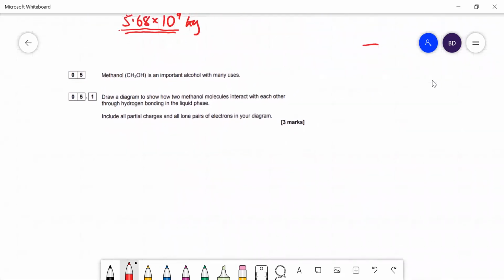Okay, methanol, CH3OH, is an alcohol. Draw a diagram to show how methanol molecules interact with each other through hydrogen bonding. Include all partial charges and all lone pairs of electrons. Okay, so I'm going to draw a methanol here. Here's one methanol. I think I'll draw this at an angle because it will be angled. And don't forget, oxygen always forms 2 bond pairs and it's got 2 lone pairs. So you've got 2 lone pairs there.